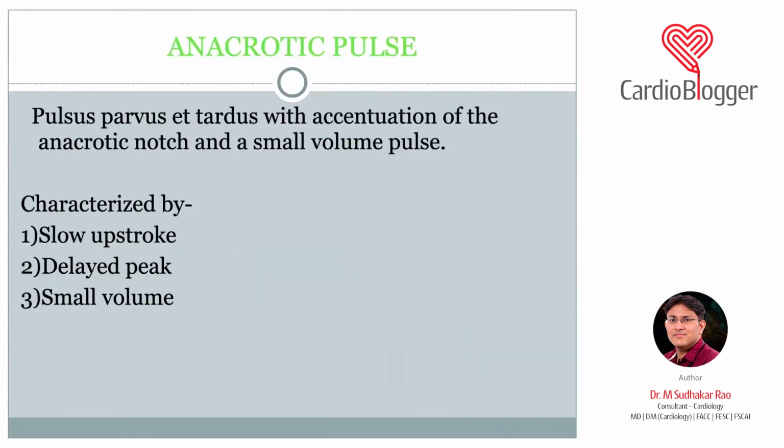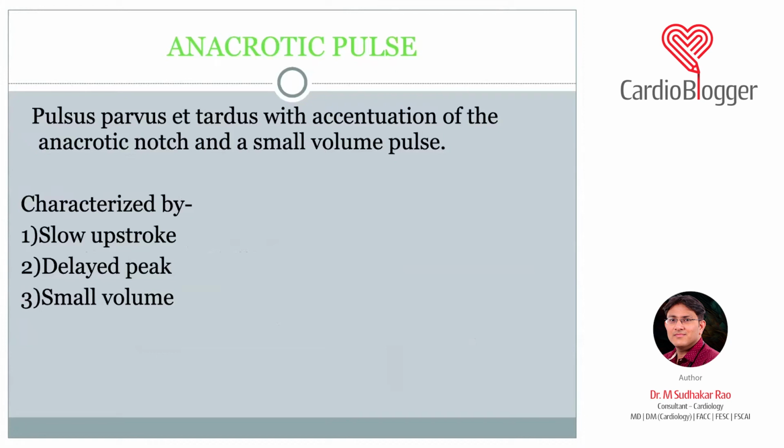Now after the tardus, we have a third component, that is the anacrotic pulse. As I already told you, this anacrotic pulse is an important pulse in aortic stenosis. It is not a palpatory finding, it can only be felt by a phonocardiogram, and it is the accentuation of the anacrotic notch. Normally you get the anacrotic notch on the ascending limb of the pulse, and in patients with severe aortic stenosis, because of the delayed peaking, we get an accentuated anacrotic notch.